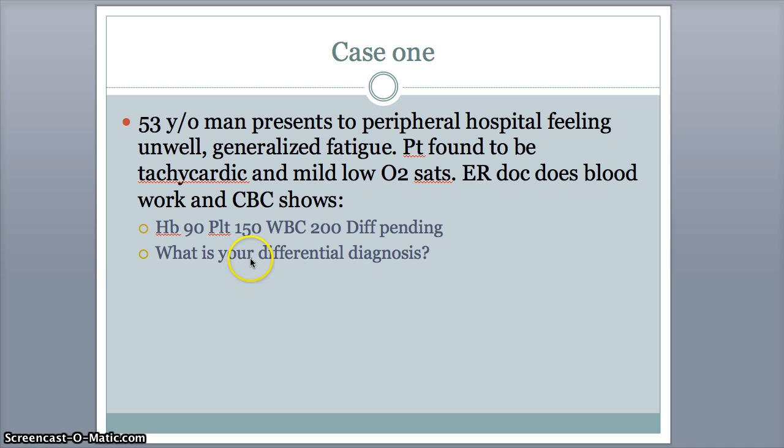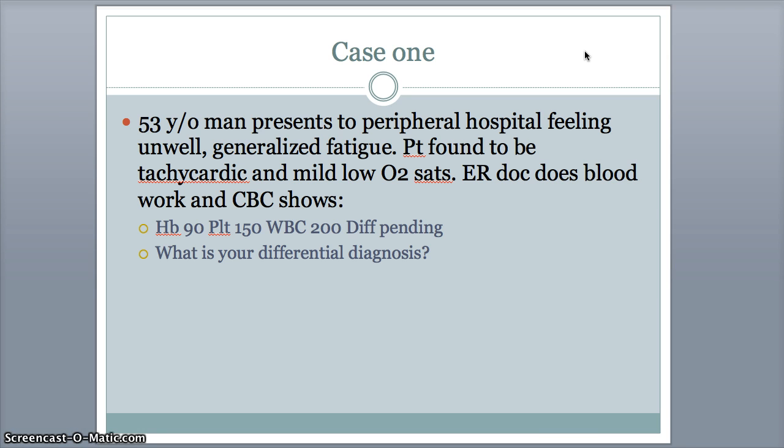A 53-year-old gentleman presents to a hospital feeling unwell with generalized fatigue. He's found to be tachycardic and have mild decrease in his oxygenation saturation. The emergency room physician does blood work, and his complete blood count shows a hemoglobin of 90, platelet count of 150, a white blood cell count of 200, with a differential pending.